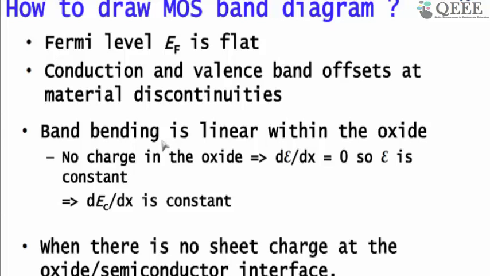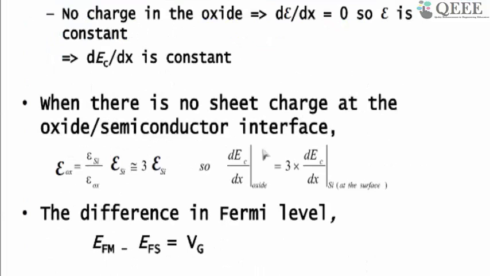So that means there are no charges present inside the oxide. From Gauss's law, dE/dx, the gradient of the electric field, should be equal to the charge density Q. If Q is equal to 0, that means there cannot be any gradient in the electric field. So the electric field should be constant. And similarly, we are taking another approximation.